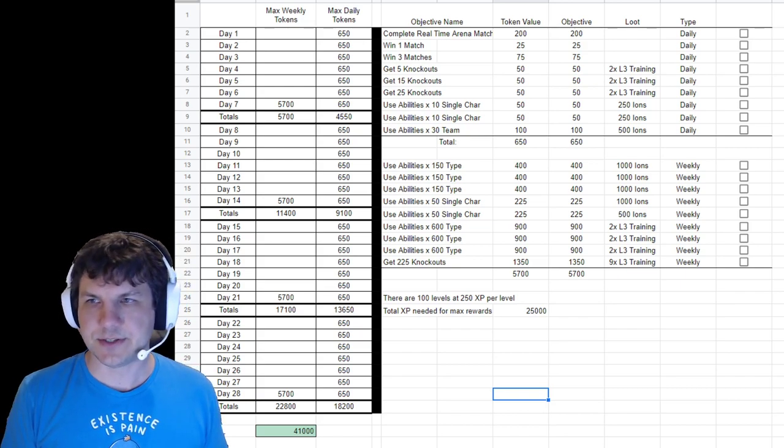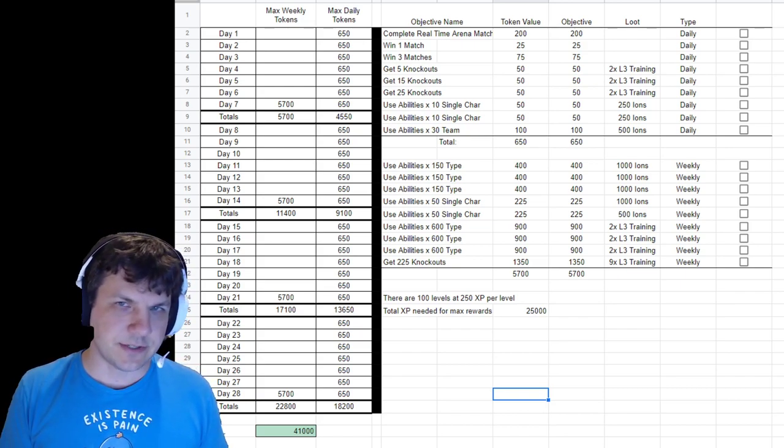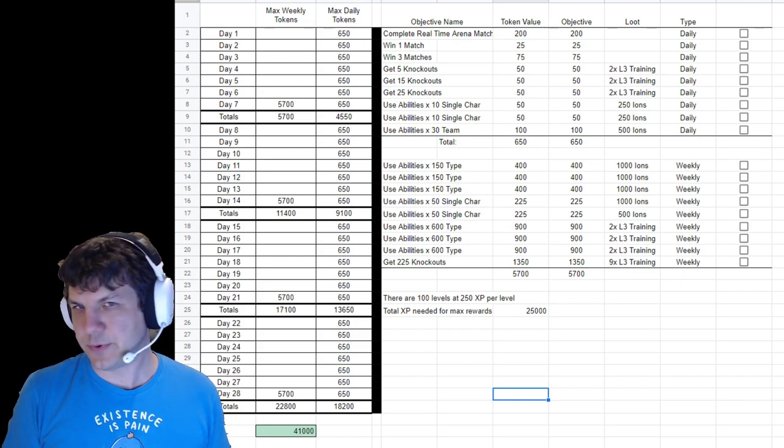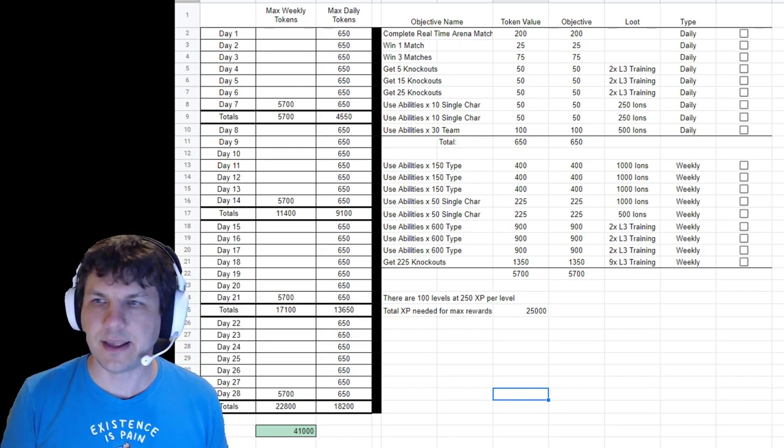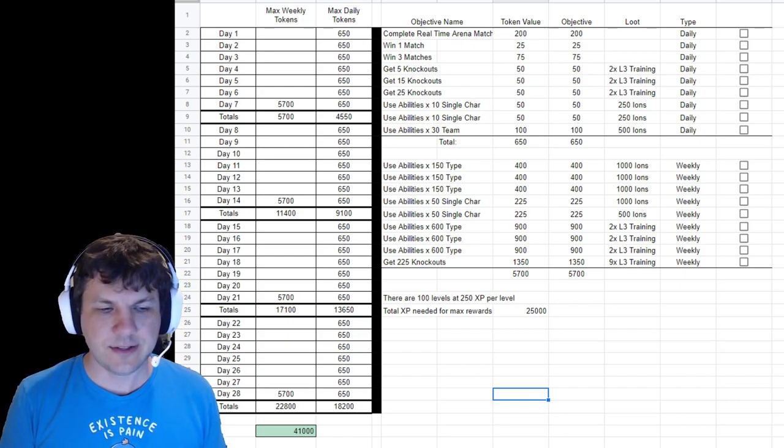So that's the first question. It's 100 levels, and each level is 250 experience points, or tokens, is what they're called in the game here. And you need 25,000 of them over a four-week period.